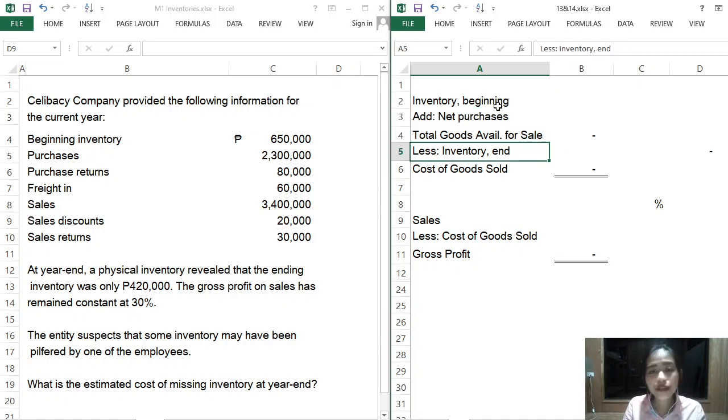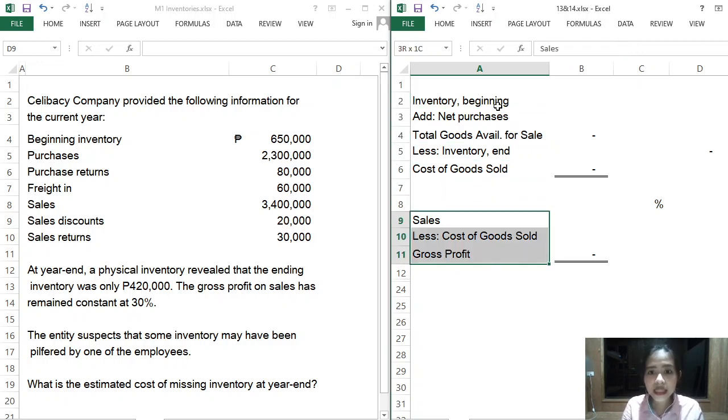And less inventory end. So babawas natin kung magkano yung naiwan dun sa warehouse. Then that would be our cost of goods sold. So the result would be the amount of inventory na nabenta natin, or it could be total goods available for sale minus yung mga nabenta natin equals inventory end or inventory na naiwan sa warehouse. So I think we're good with this.